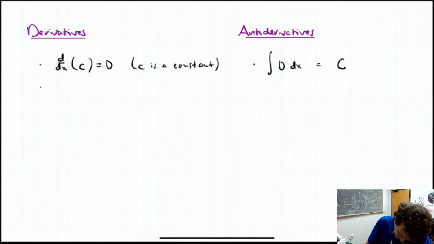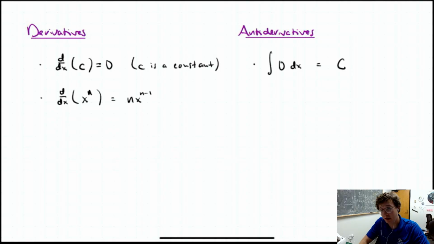One of the first things we learned how to differentiate was a power function, x to the n, and the power rule says this is n x to the n minus 1.